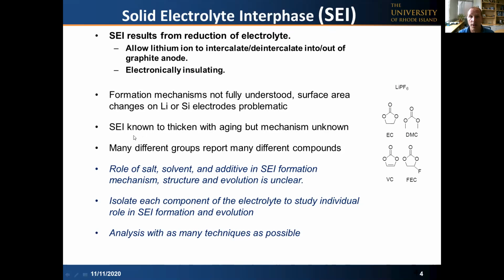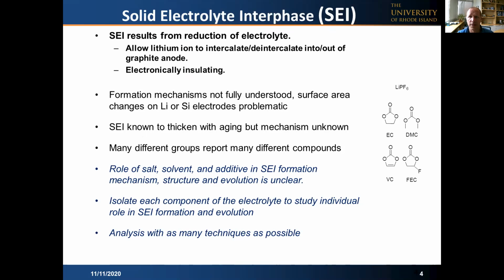We're also going to go over how the SEI thickens, and it's known to thicken, and this has been reported by many research groups, but this mechanism is not very well understood, and in today's lecture, we're going to propose a new mechanism for how the SEI thickens.